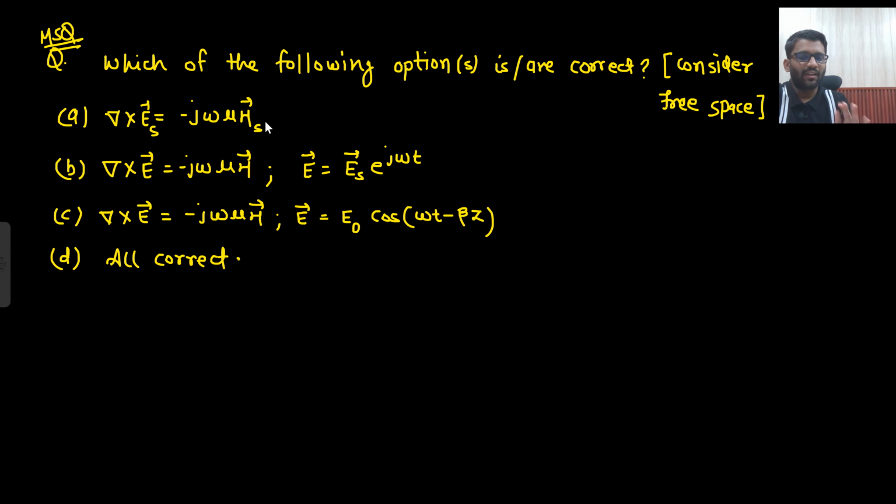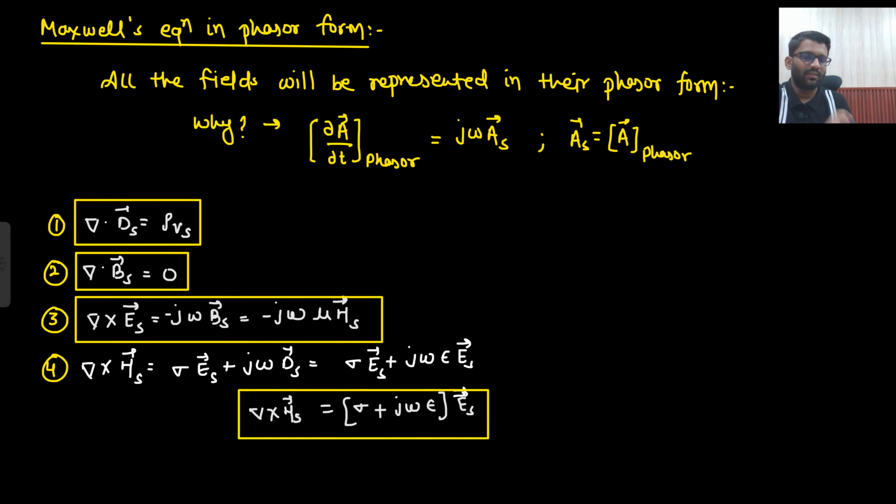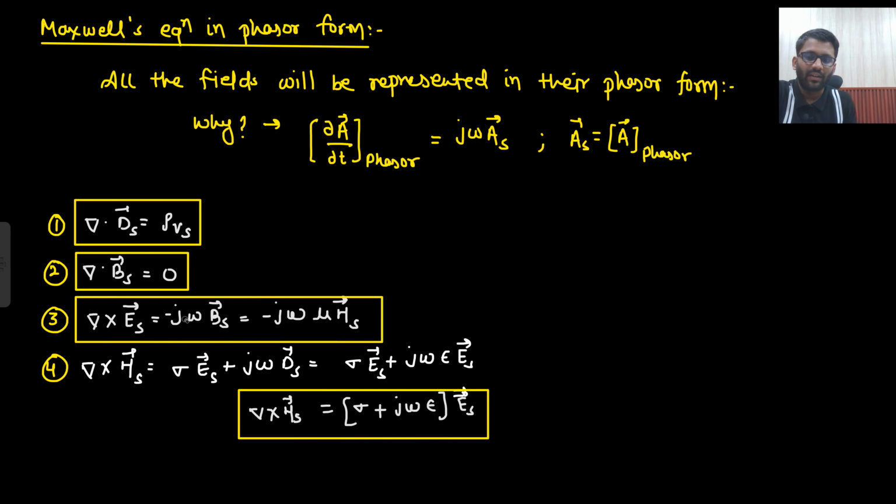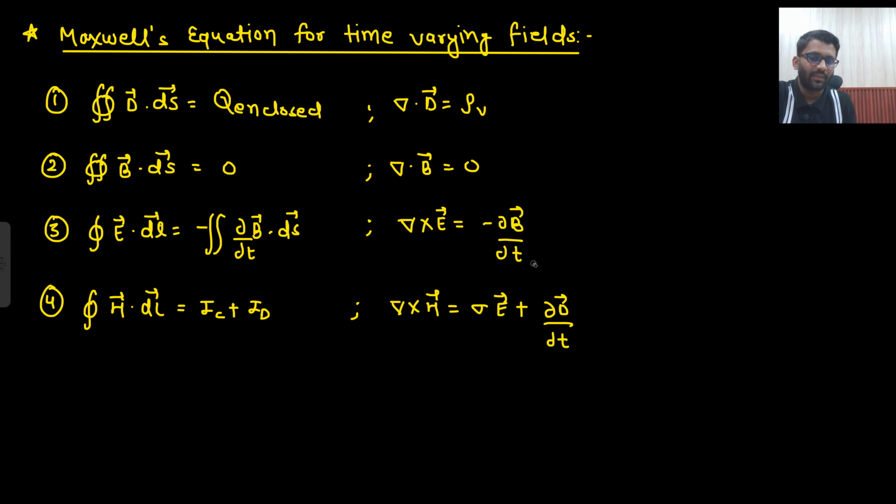Both are represented in phasor form. There is no doubt about that. Del cross E is equal to minus j omega mu Hs. Here this is not the phasor form. Del cross E is equal to minus j omega mu H, they have written. But wait a second, you are doing differentiation with respect to H. Time domain differentiation, no? d by dt has been done with respect to H.